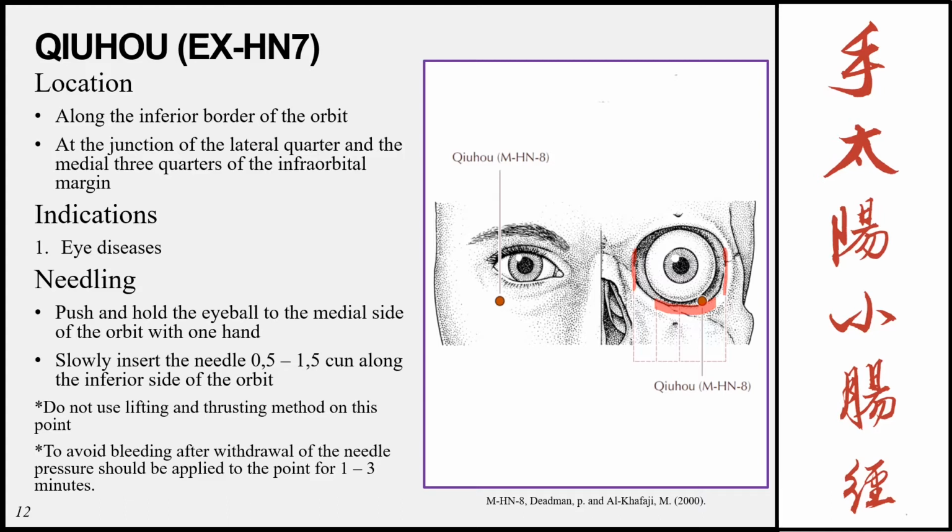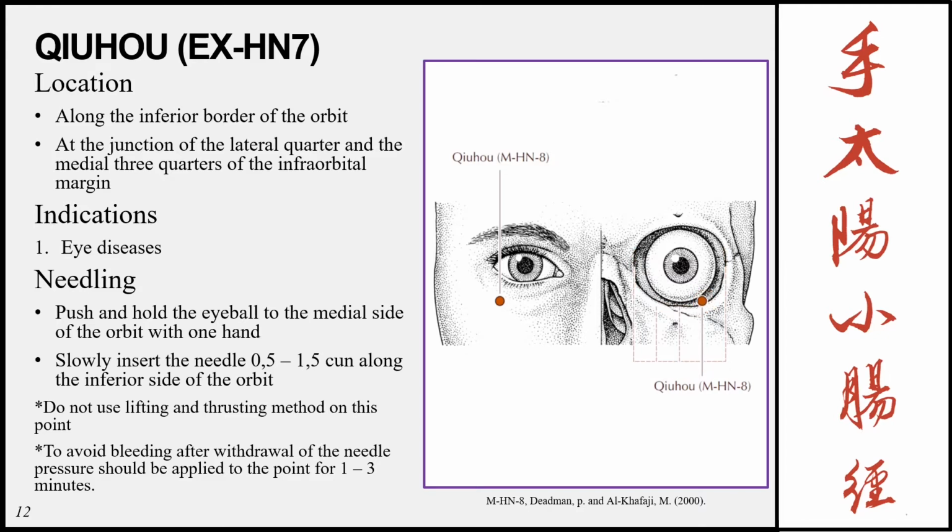And then we've got to have 3/4 on the medial side, 1, 2, 3, and 1/4 on the lateral side. And then this point lies just over here. So this point can be used for any type of eye disease. Our insertion, so once again, it's a special insertion for this point.